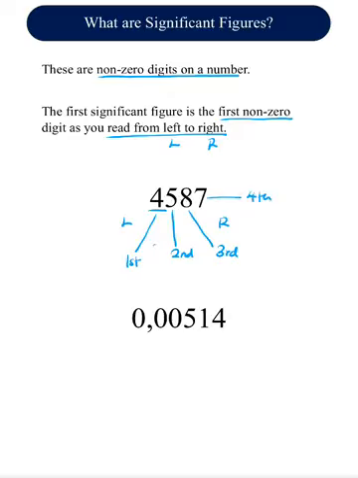Then we also look at the other example, which involves decimals, starting from the left to the right. Here we have zeros. These zeros we don't count because they are not significant. So we start from this 5. This 5 becomes our first significant number, 1 becomes our second, and 4 becomes our third significant number.